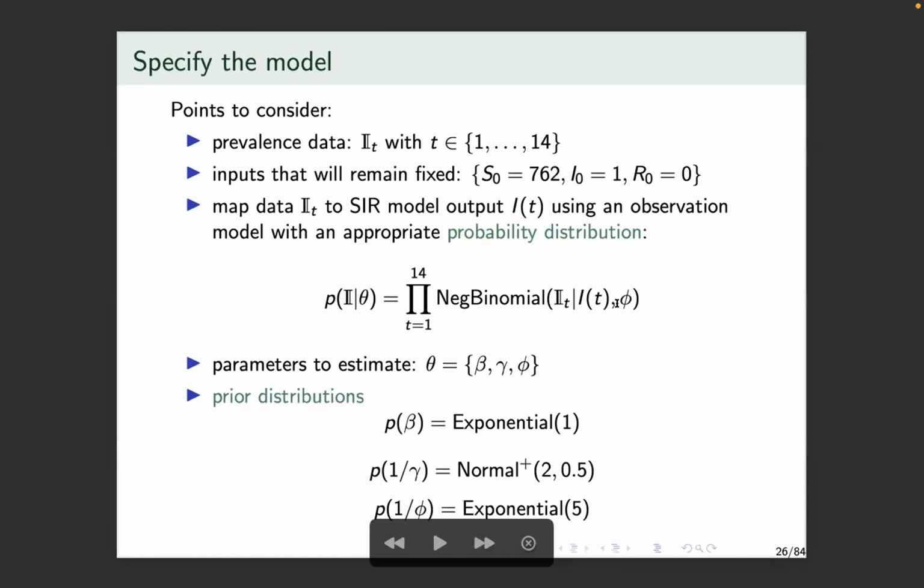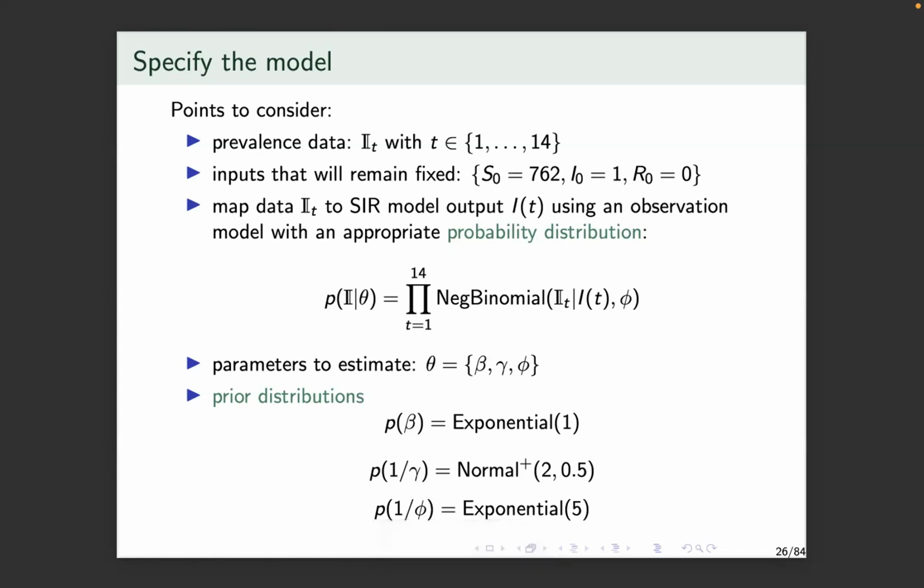The likelihood that we choose is negative binomial. Why? Because we're dealing with count data. So our choice is between a couple of count distributions. Negative binomial is more flexible than, say, Poisson because it allows some overdispersion modeled by parameter phi. So now the initial SIR model had 2 parameters, beta and gamma, which characterize the transmission rate and recovery rate. But additionally, we have one more parameter phi, which characterizes the likelihood.